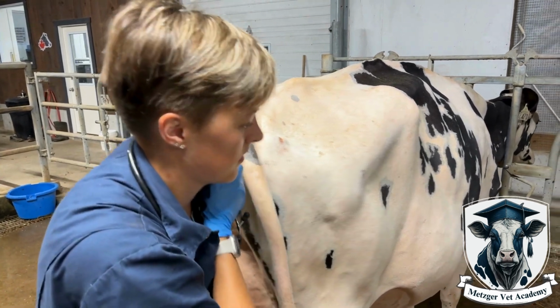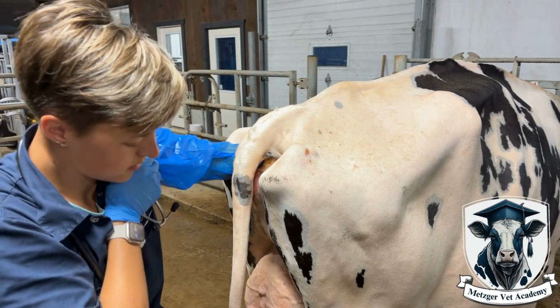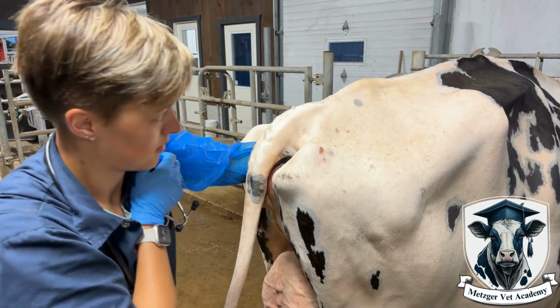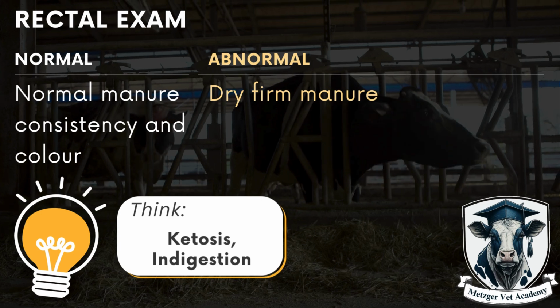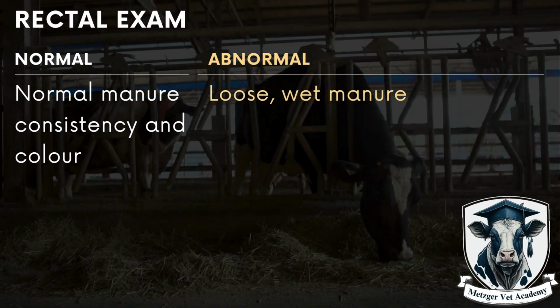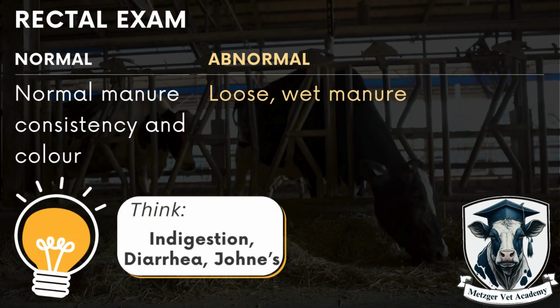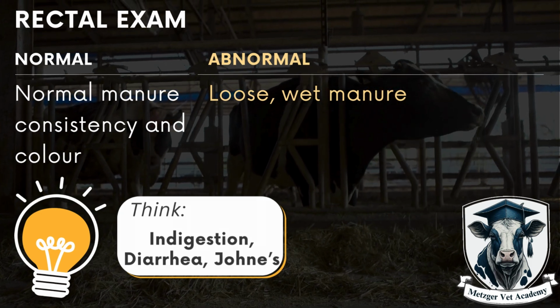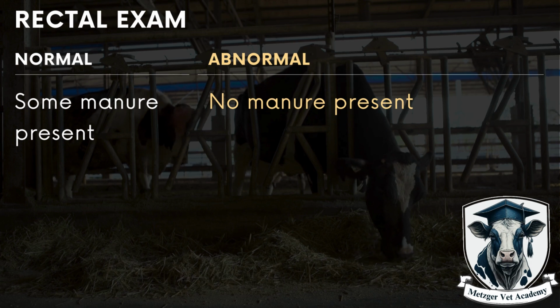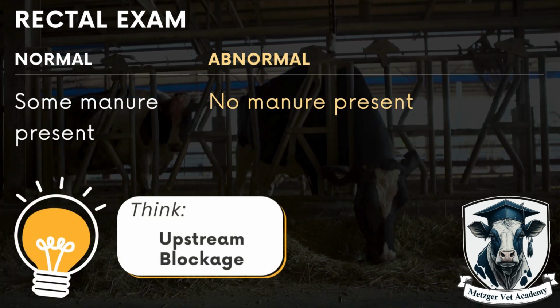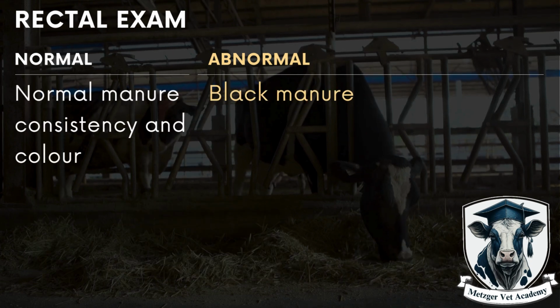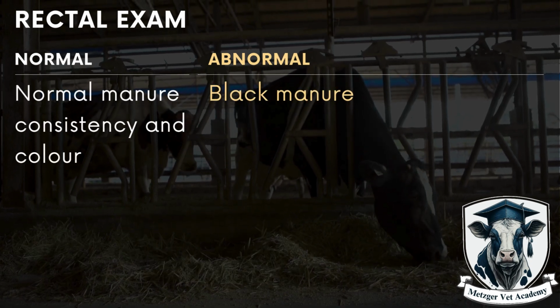Abnormalities like watery manure, dry or firm manure, or off-color manure can indicate some kind of issue with the digestive tract. If you come across a cow with no manure present at all, you should consider it likely that she has some kind of upstream blockage. That can be a twisted stomach that cuts off the movement of food, or a blockage in the intestines. If you come across black manure, you should always have a stomach ulcer as your main diagnosis.